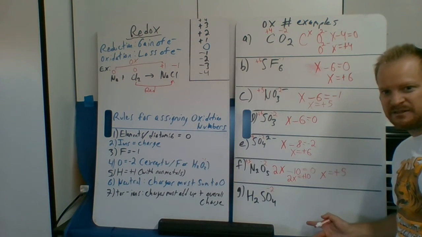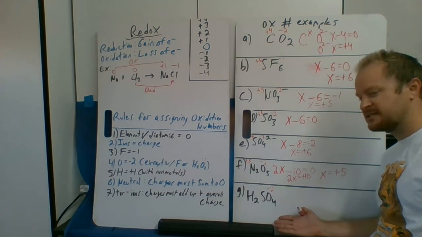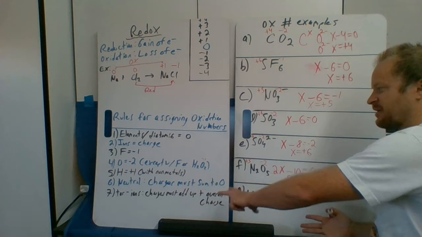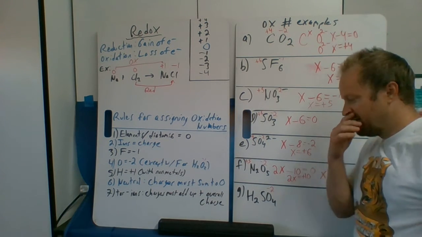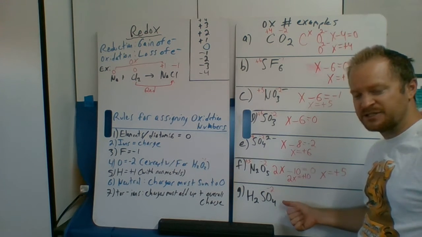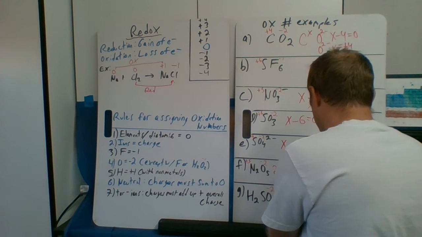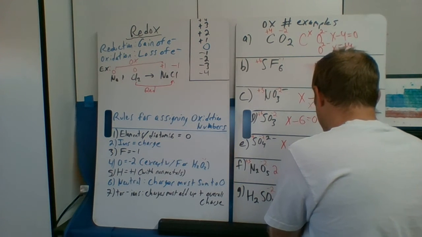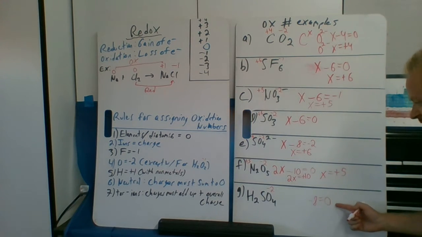Okay, this last one's a little tougher, and we have not actually talked about how you solve one of these. But I just wanted to show you in general, if you're able to piece together by some of these rules, what would happen here. So that -2 is the oxygen. So -2 times 4 is -8. There's no charge, so it's all going to add up to 0 still.